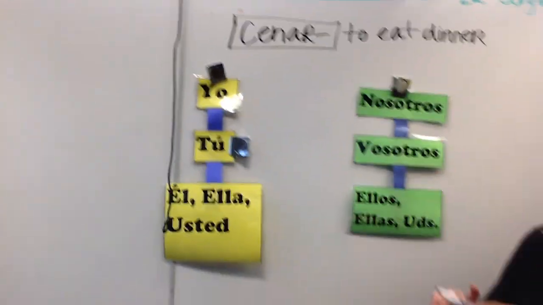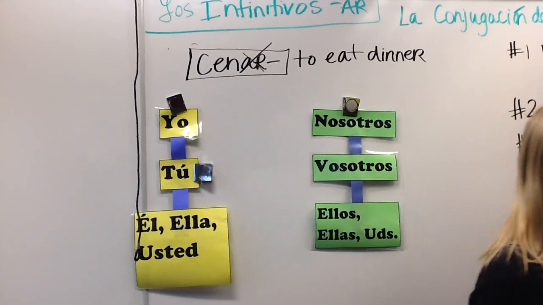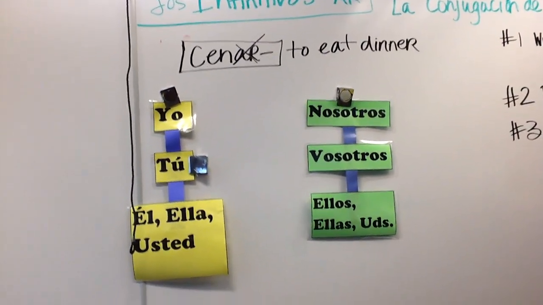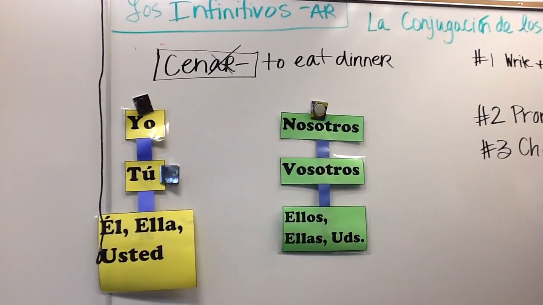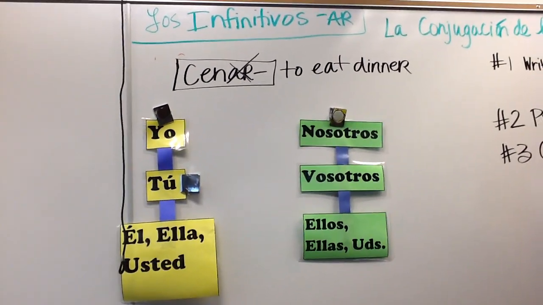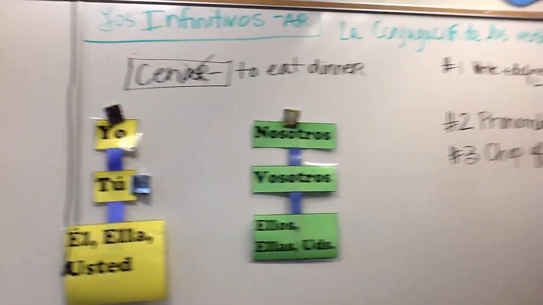What kind of verb? AR verb. So you're going to chop off the AR. Okay? You chop off the AR because it's an AR verb. Go ahead and put your pencils down when you are caught up with this so I know where we are at. Are we there?